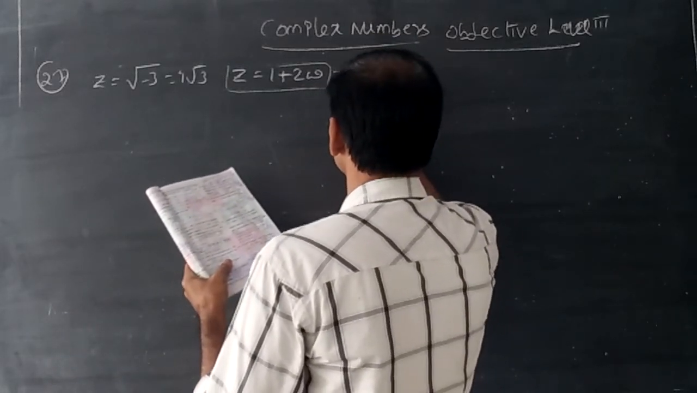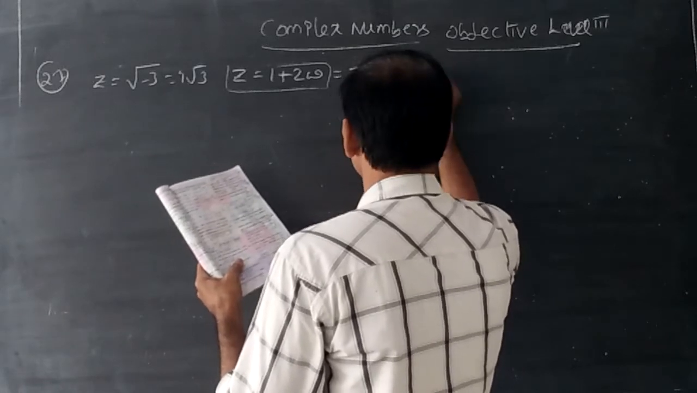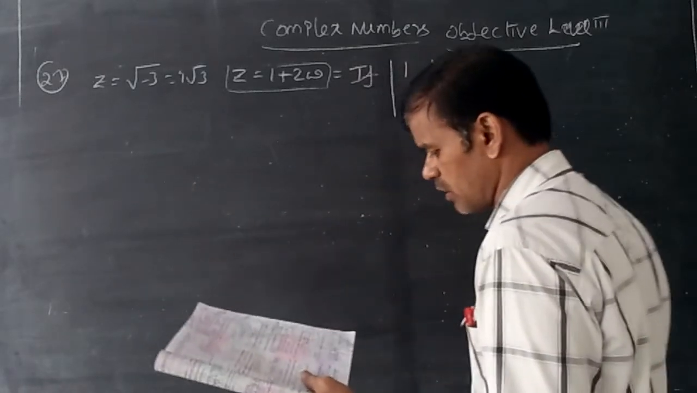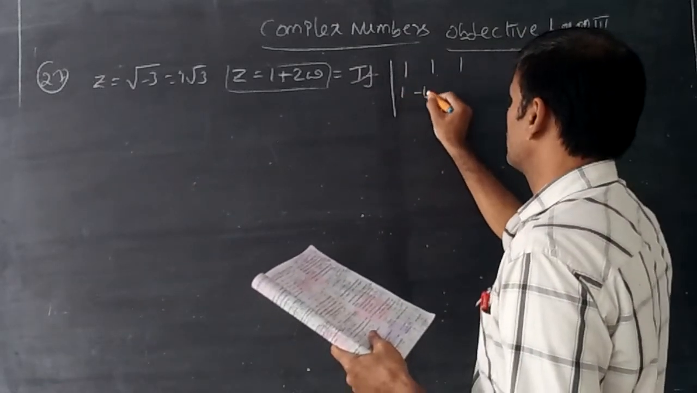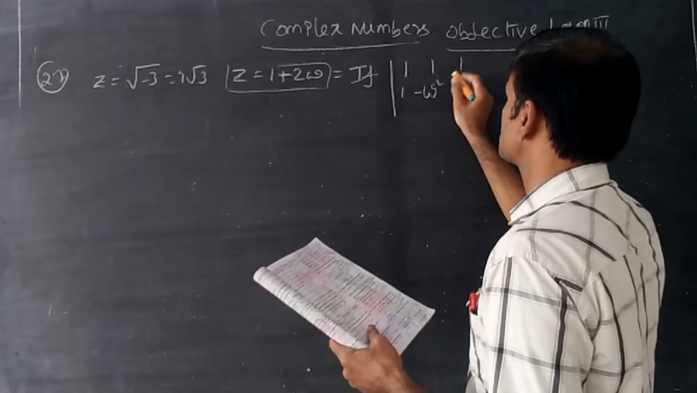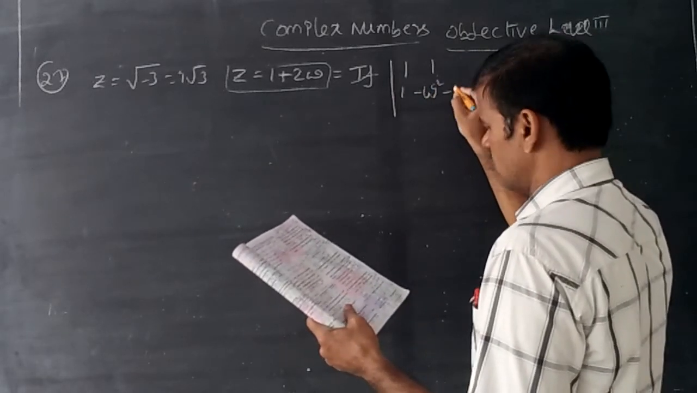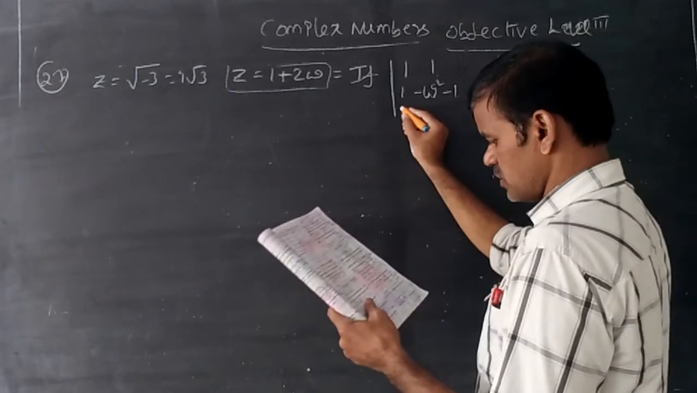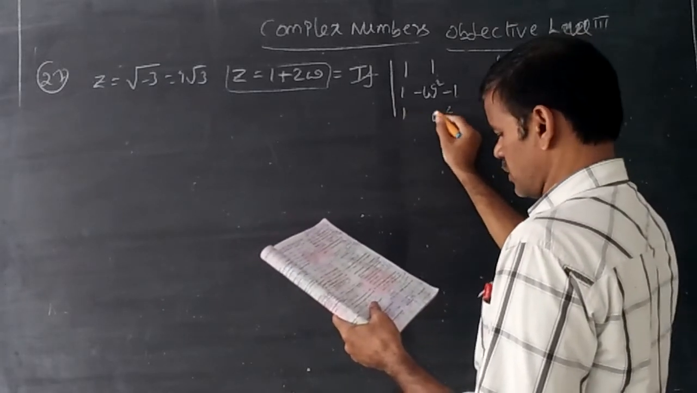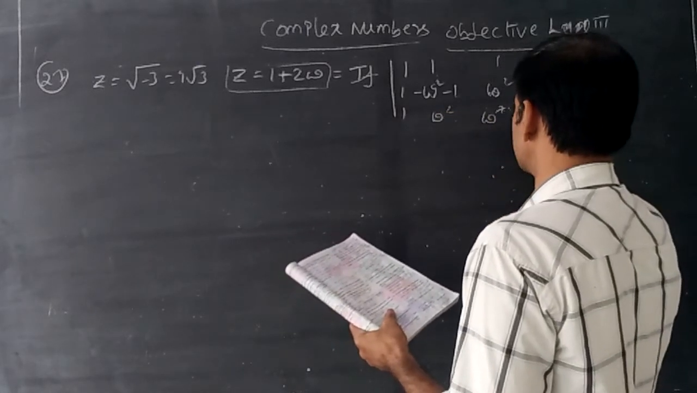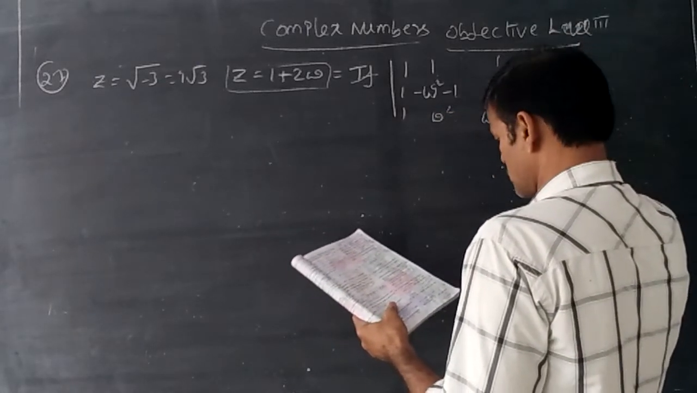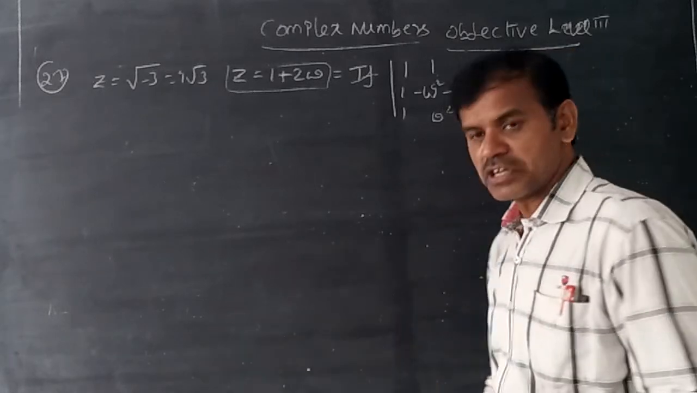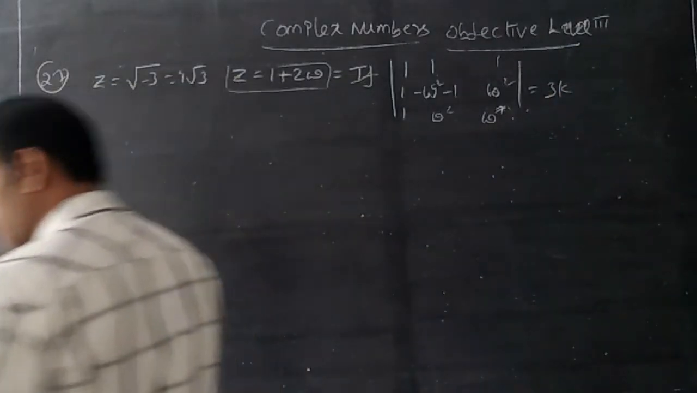Students, there is a print mistake, so correct the print mistake. The determinant of the matrix with rows 1 1 1, 1 minus omega square minus 1 omega square, and 1 omega square omega power 7 is equal to 3k. This 3k is a print mistake. Then what is the value of k?